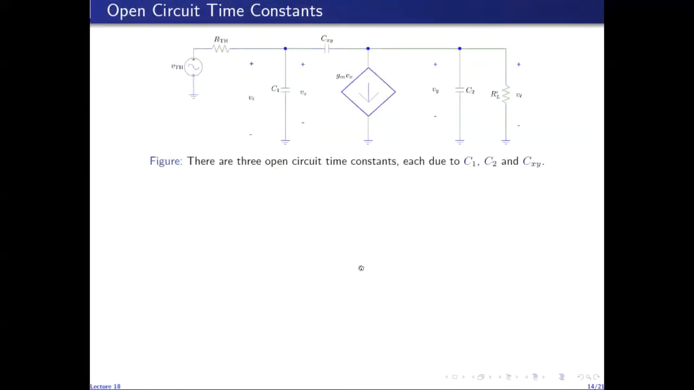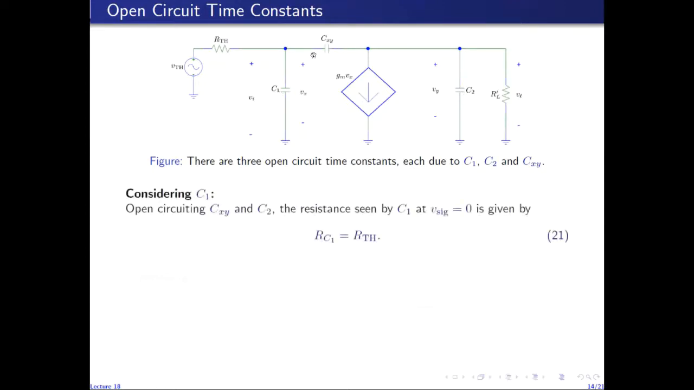We can furthermore estimate the higher cutoff frequency of this circuit by the use of open circuit time constants. So since there are 3 capacitors in this network, there will be 3 open circuit time constants, one due to C1, the other one due to CXY, and the third one due to C2. So considering C1 while open circuiting CXY and C2, we see that at Vc equal to 0, V7N is 0, and the resistance seen by C1 between this node and ground will be R7N.